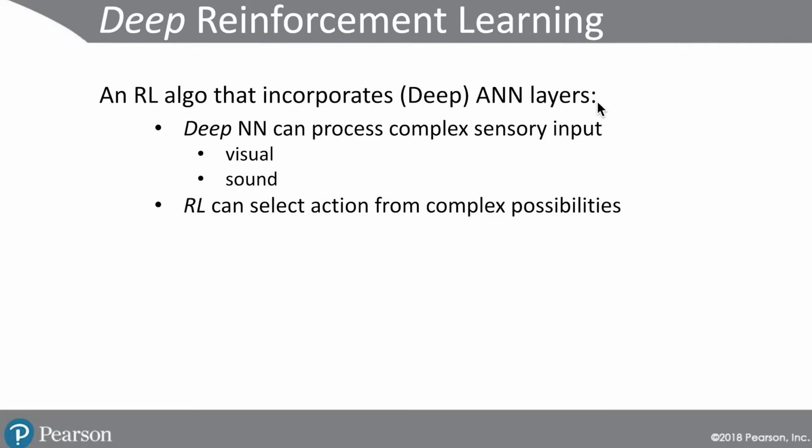And the really powerful thing about deep reinforcement learning is that the neural network is really adept at processing complex sensory input, like the pixels on a screen, for example, while reinforcement learning is really adept at selecting the appropriate action from a large number of complex possibilities in complex scenarios. So together, combining deep neural networks with reinforcement learning, we can end up with algorithms that are great at processing a lot of complex sensory input and making great decisions despite a large number of possibilities.